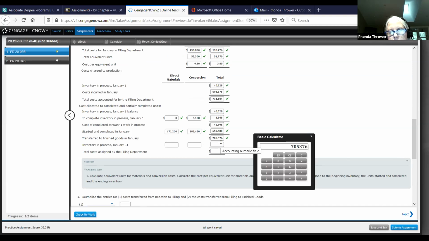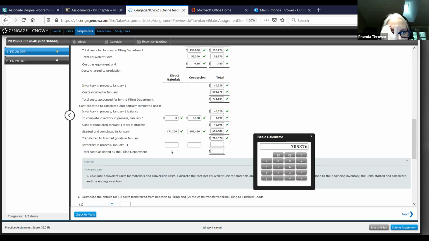This amount is transferred to finished goods. We're going to take it out of our work in process account for the finishing department, and we're going to transfer it to the finished goods inventory account. So this is an important piece of information here. The last thing that we need to determine in the cost of production report is the cost of our ending inventory.